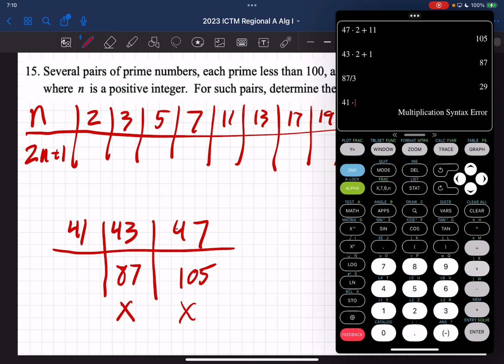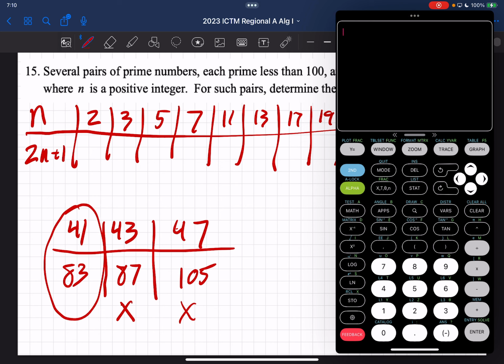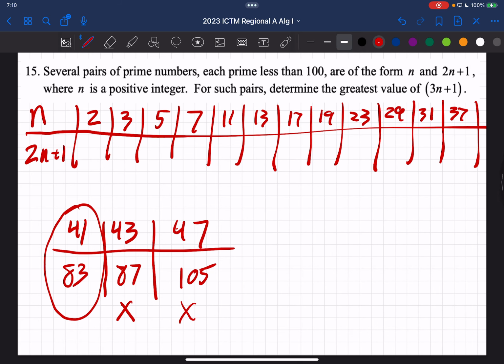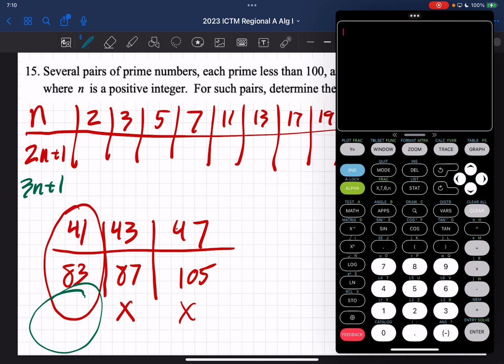So we got to go down again. Times 2 plus 1, 83. That looks like it has promise. 83 divided by 3. Nope. Definitely not by 5, by 7, by 11, by 13, by 17. Yeah, I think we're good. So this is the number. Now, we want to figure out the greatest value of 3n plus 1. So we want what would be 3n plus 1 in this situation. So 41 times 3 plus 1 is 124. And there's our answer.